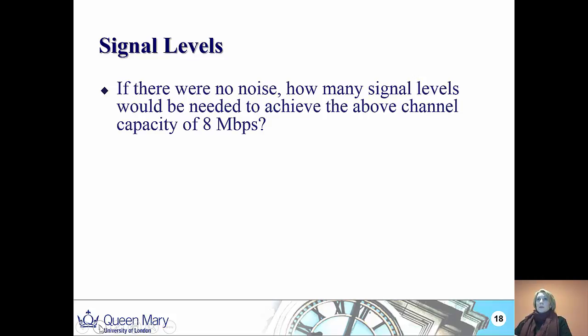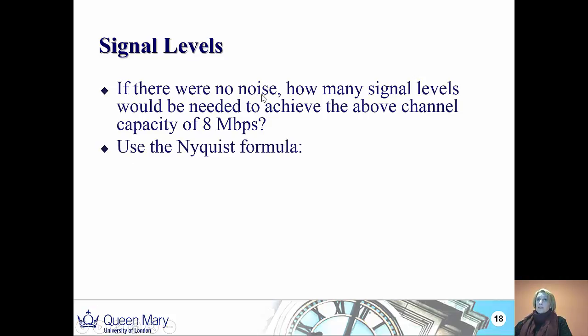Okay, so if there was no noise in the network, how many signal levels would be needed to achieve this channel capacity of 8 megabits per second? So we've worked out what is our channel capacity, and now we want to work out how many signal levels do we need to achieve this channel capacity.